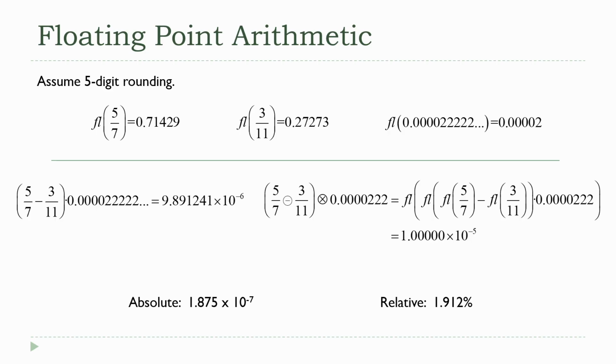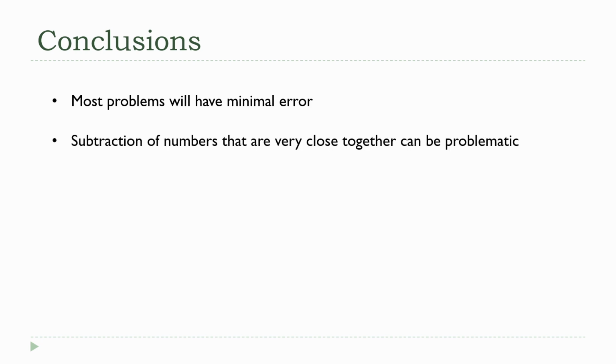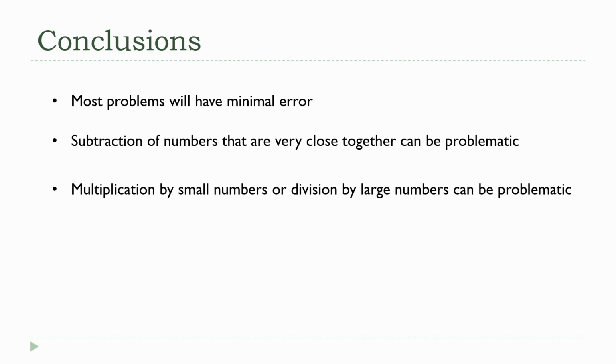So, what we saw here, most problems are going to have minimal error. Right? Most problems are going to be perfectly reasonable for us, unless you're doing something that for some reason requires a super high level of accuracy. Where we're going to run into trouble is with subtraction of numbers that are very close together, and in situations where we're multiplying by very small numbers or dividing by very large numbers. Hopefully you realize that's essentially the same thing, right? In all three of those situations, you need to be concerned. And we didn't see this here.